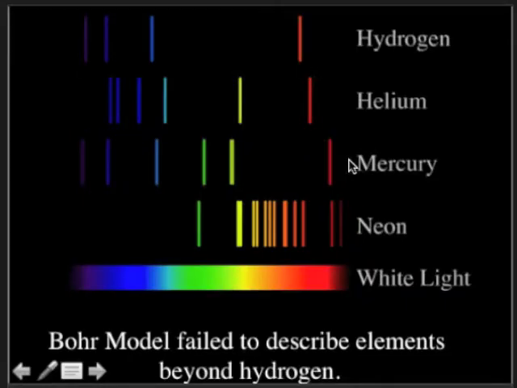We've said that the Bohr model only worked for the hydrogen atom. It couldn't predict or explain the line spectra of elements beyond hydrogen: helium, mercury, neon, and so forth. None of these could be explained by the Bohr model. And therefore, it was realized that much work still needed to be done in order to understand what the electron was doing in an atom.